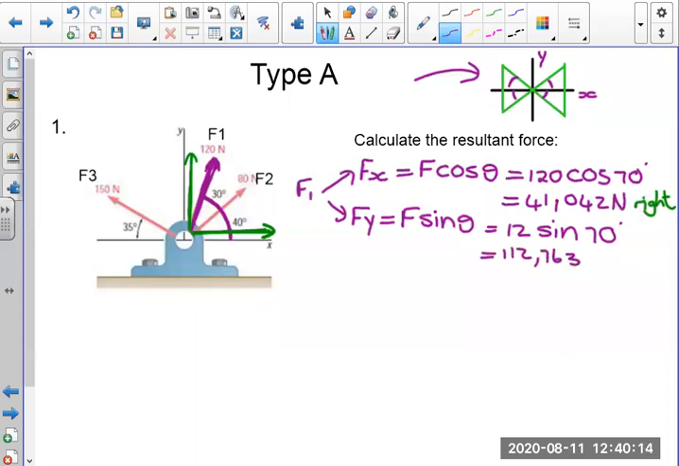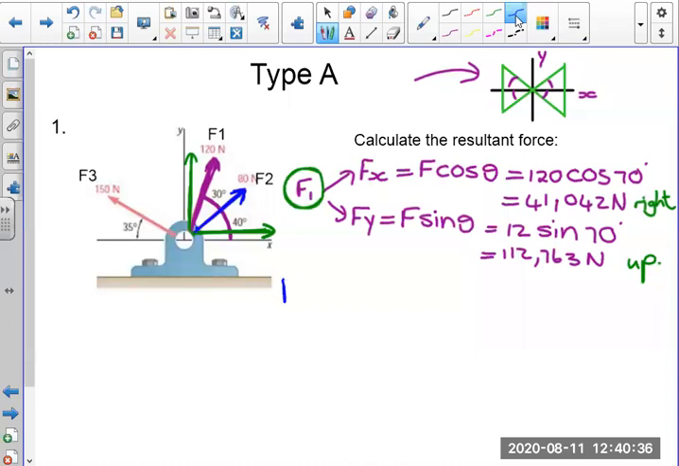Now, I got an answer of 112,763 newtons. And when I look at this one, you will see that the y component is upwards. So let's just put that in green as well. That's the y component, so that is of F1. The next one that I'm going to do is F2. Now, I'm going to do F2 in blue.